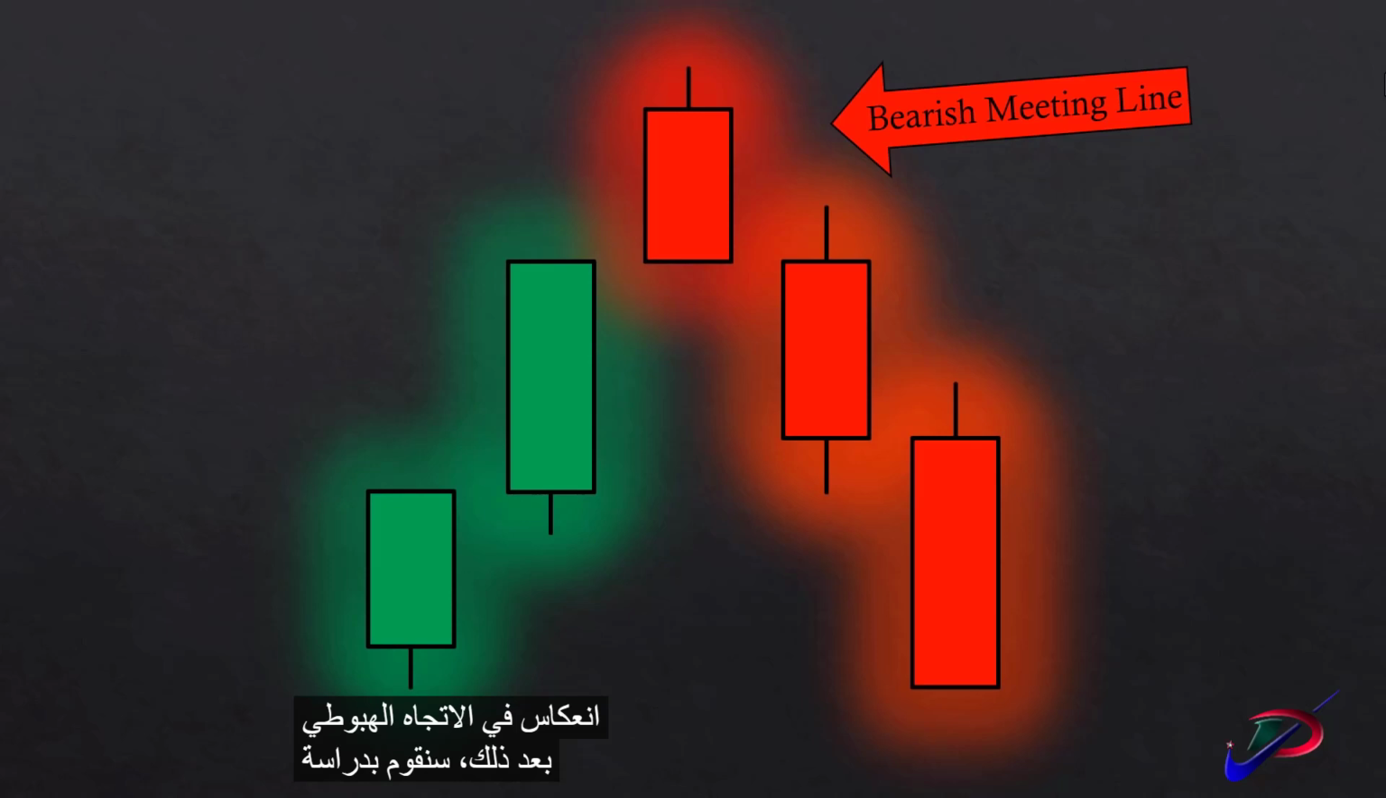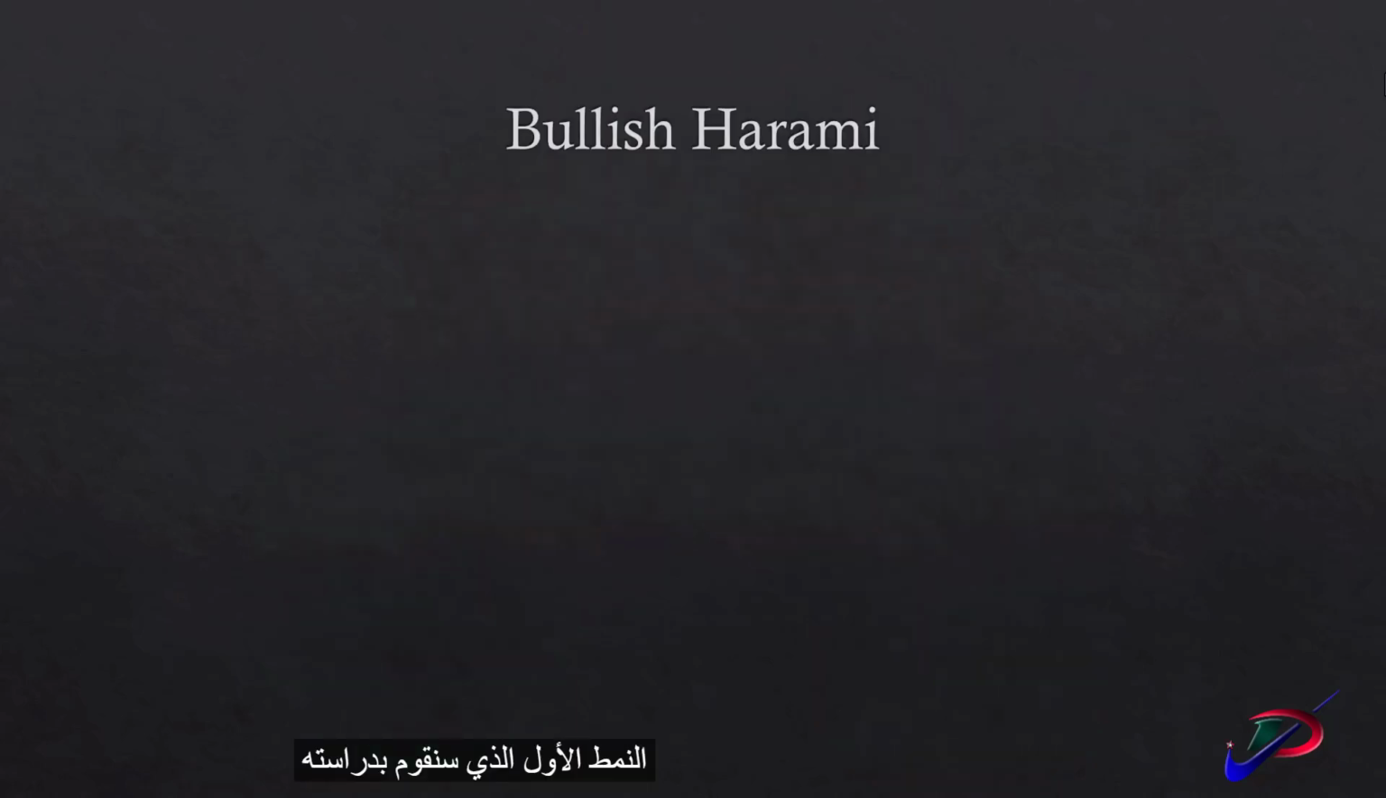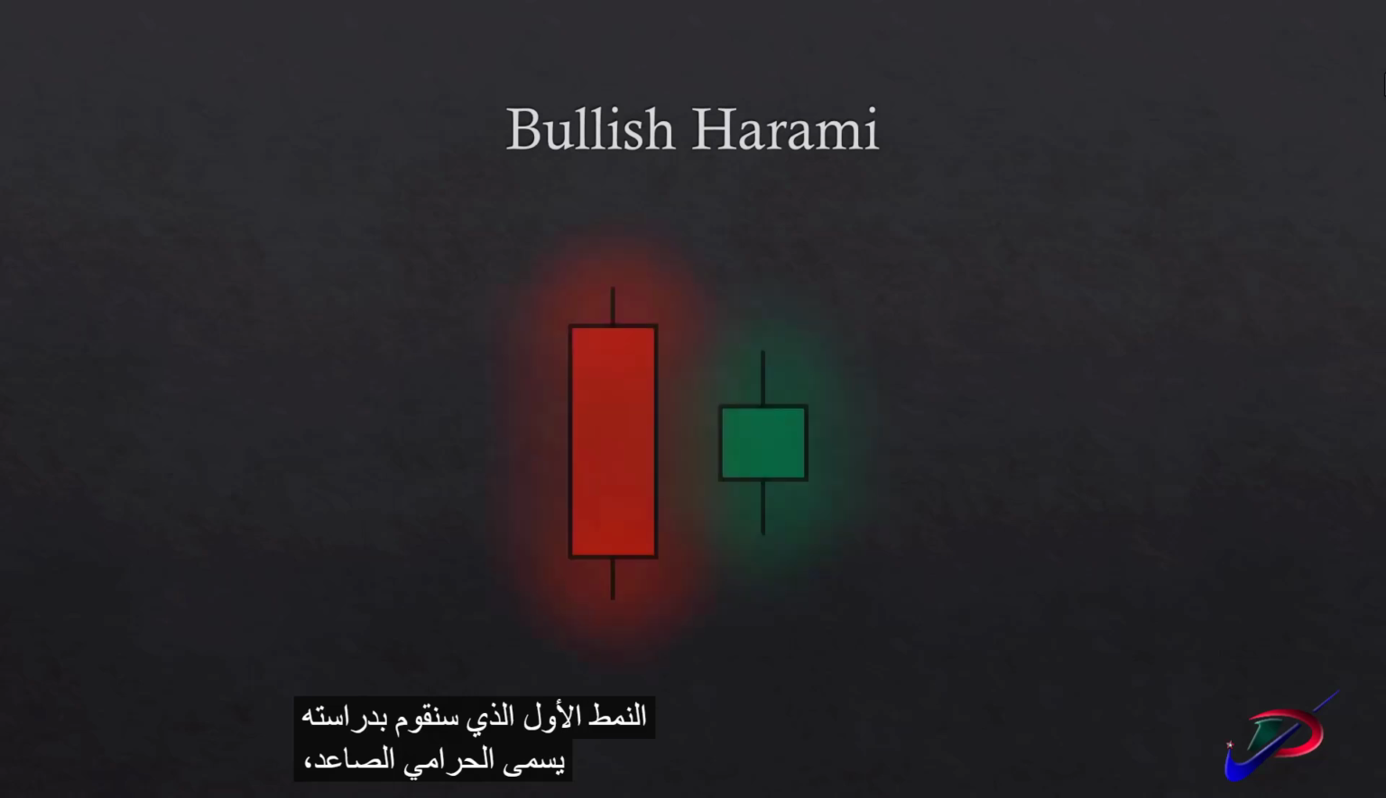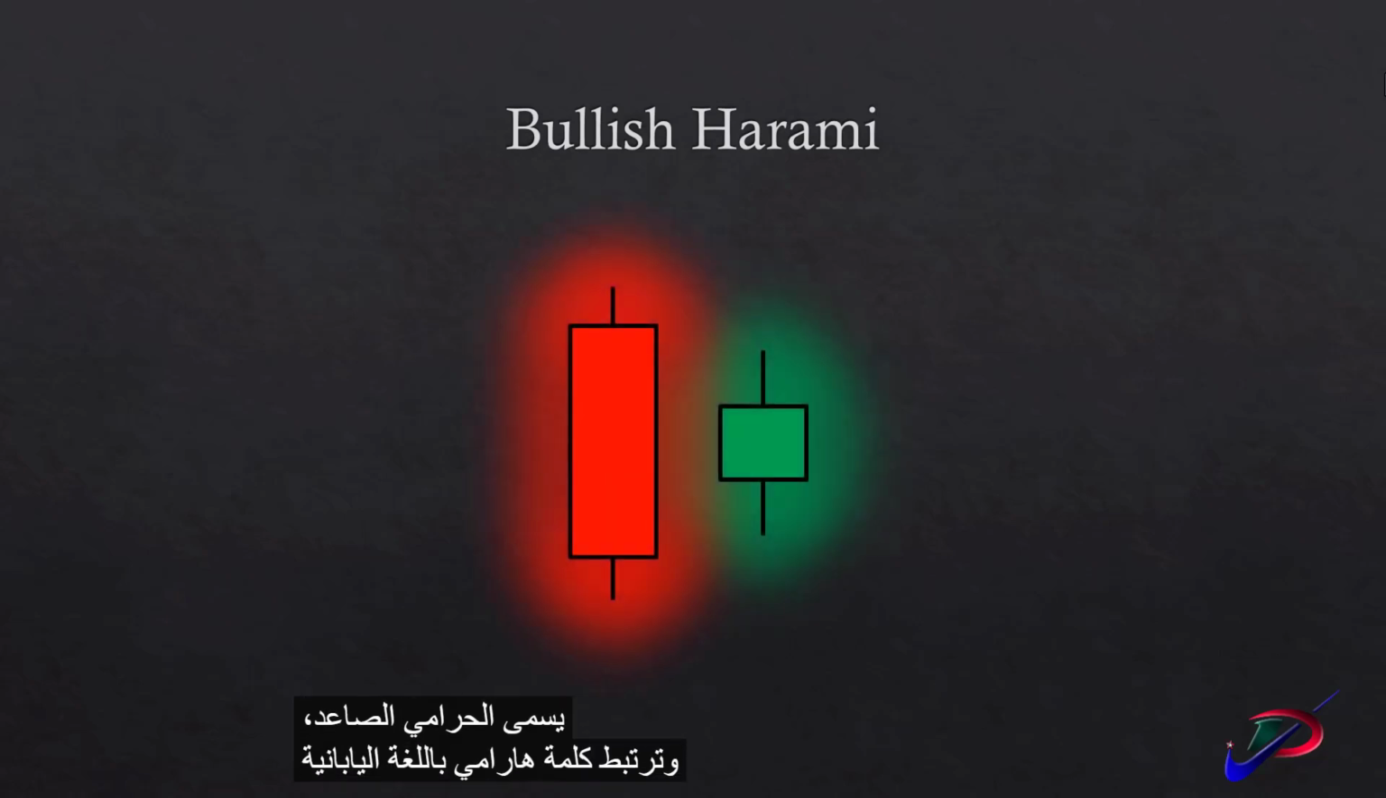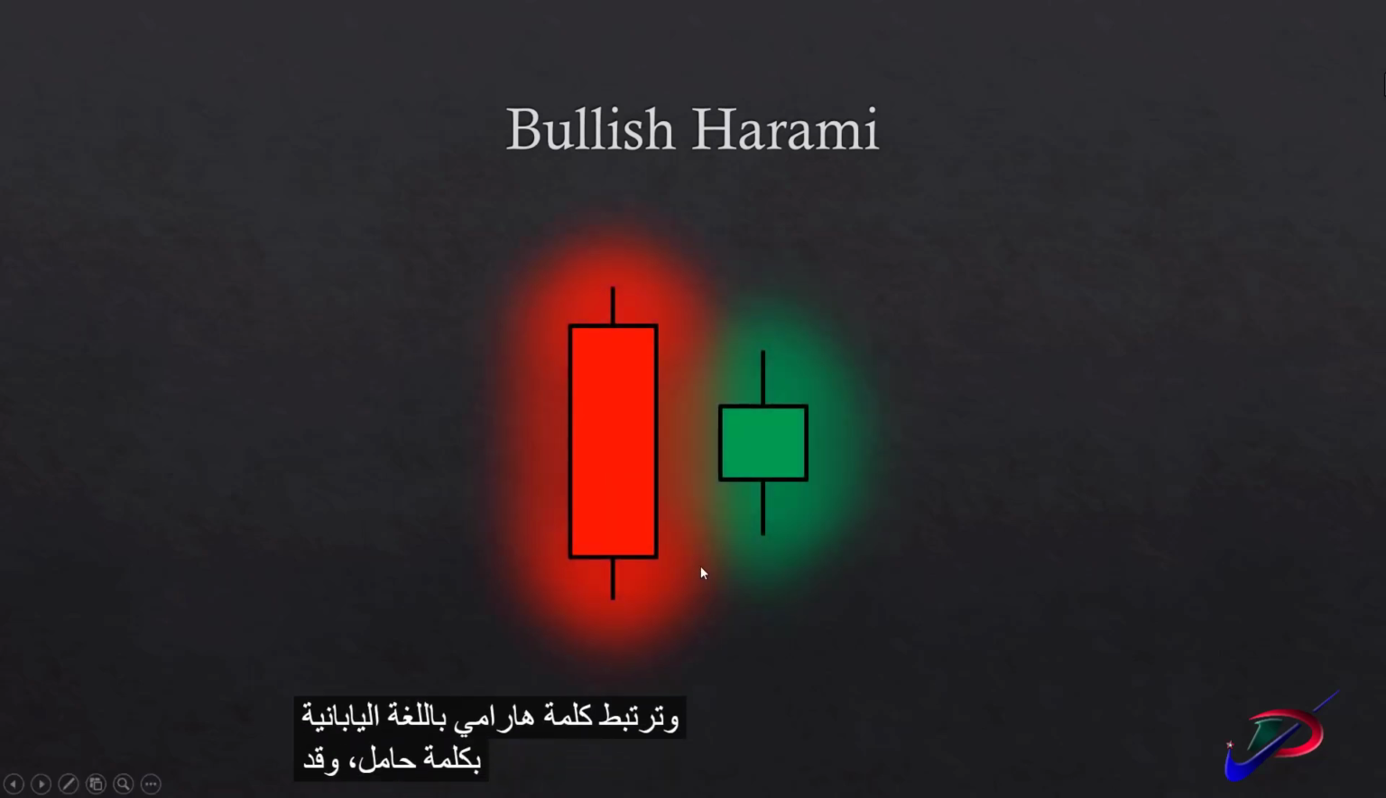Next, we are going to study 4 different patterns that have one thing in common, which is something called the harami position. The first pattern we are going to study is called the bullish harami. The word harami in Japanese is associated with the word pregnant.